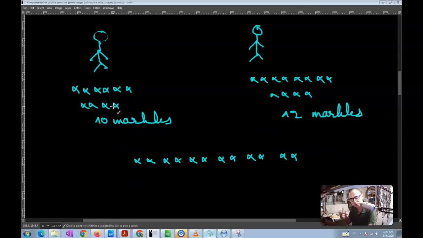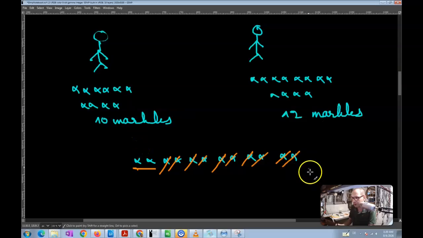Subtract means to take away. So I have 2, 4, 6, 8, and 10 marbles over here. So that's 2 I have taken away, 4 take away, 6 take away, 8 take away, 10 take away, and what remains is the 2. So this 2 is nothing but the difference of the marbles that these two people have, right? And this operation of course is called subtraction.